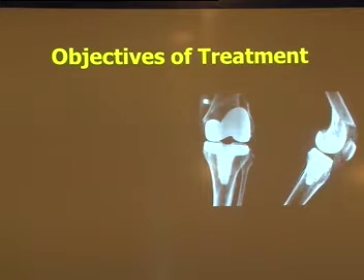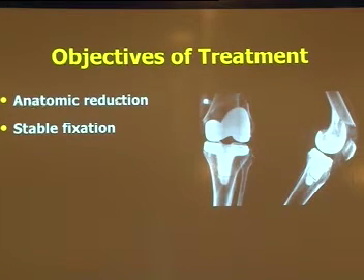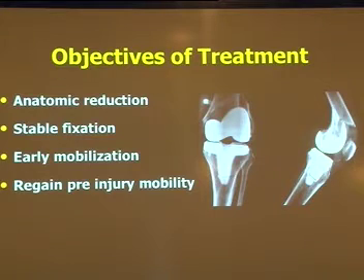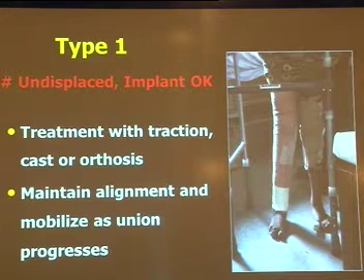So if we look at objectives of treatment, they are usually, as in any fracture which is intra-articular in nature, we need anatomic reduction, a stable fixation, early mobilization, and to try and regain pre-injury mobility. So in my mind, operative treatment is our best bet in treating these periprosthetic fractures. So if we look at type 1 fractures where the fracture was undisplaced and the implant is well fixed, the treatment could be with traction, cast, or orthosis. We have to ensure that we maintain the alignment and mobilize as union progresses.